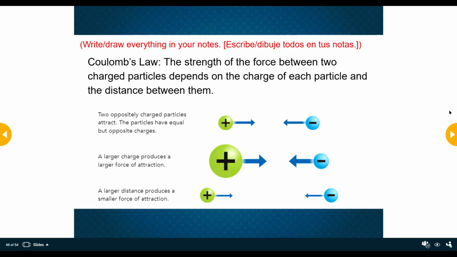Coulomb's law is the strength of the force between two charged particles depends on the charge of each particle and the distance between them. When two oppositely charged particles attract, the particles have equal but opposite charges. But if you have a different charge that is larger than the other, the force of attraction increases. Similarly, if you have the same size of charge, but the distance between them increases, the smaller is the force of attraction.